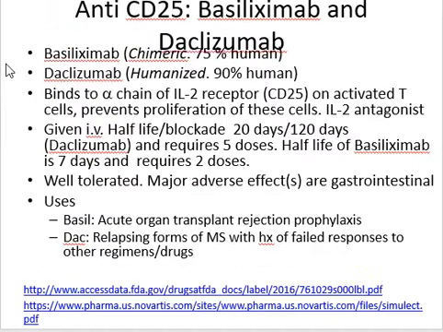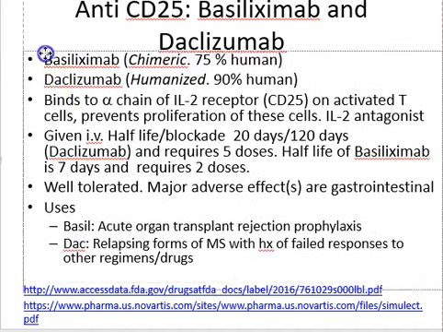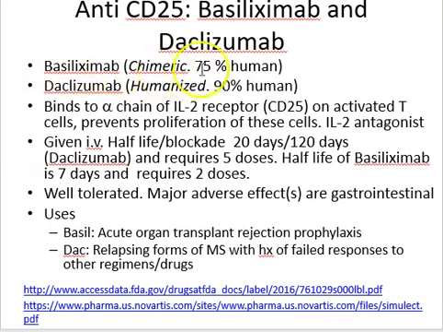This is more specific. This is looking at anti-CD25 specifically. There's two drugs, one basiliximab and the other daclizumab. And the only difference really between these two drugs is how much human and how much mouse they are. Okay, and the differences are listed there. And so what anti-CD25 does is that, yes, it's a marker of T cells specifically, but CD25 binds, remember, to the IL-2 receptor. Okay, and so now you're going to be blocking that very dramatic T cell activation step.